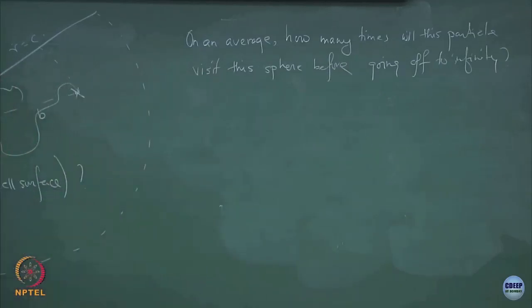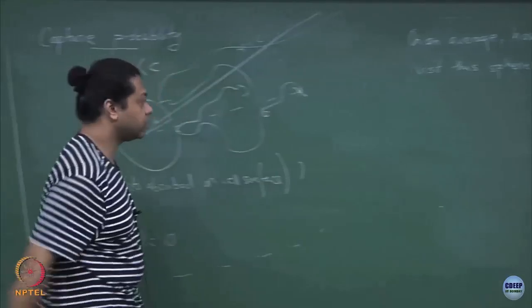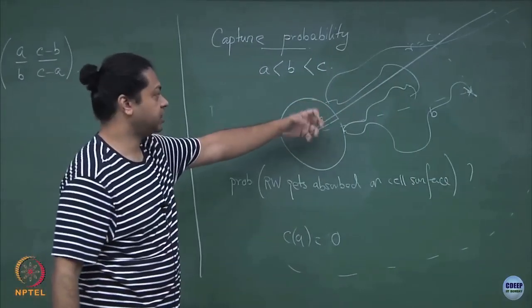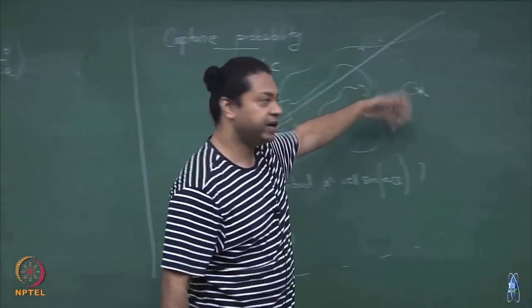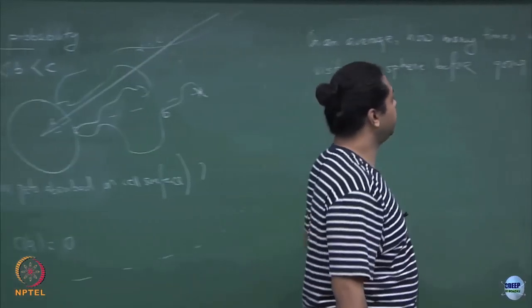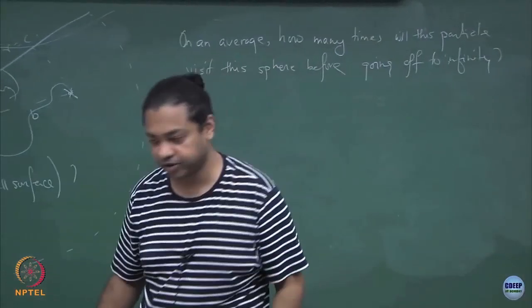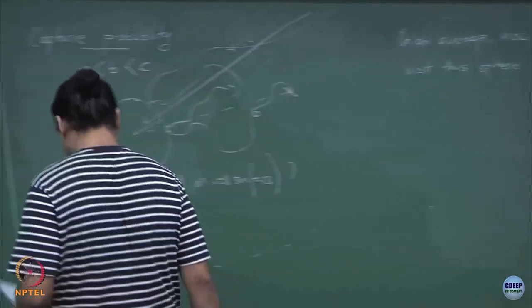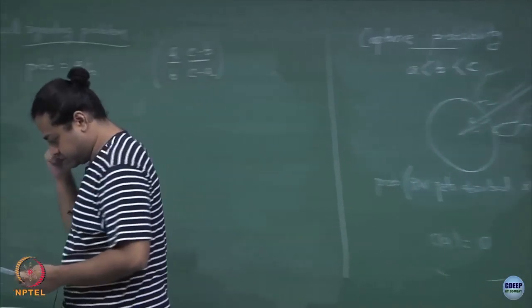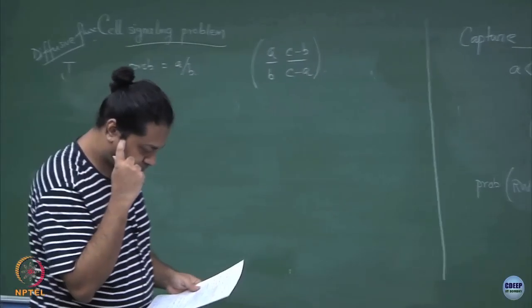So, it comes once, it hits, maybe it comes back again, it hits, and then maybe it just goes off away. So that is 2, it does this 2 times. If you do this again and again and take an average, you will find some average number of times that the particle visits the surface of this sphere before it wanders off. So, let us see if we can calculate that.